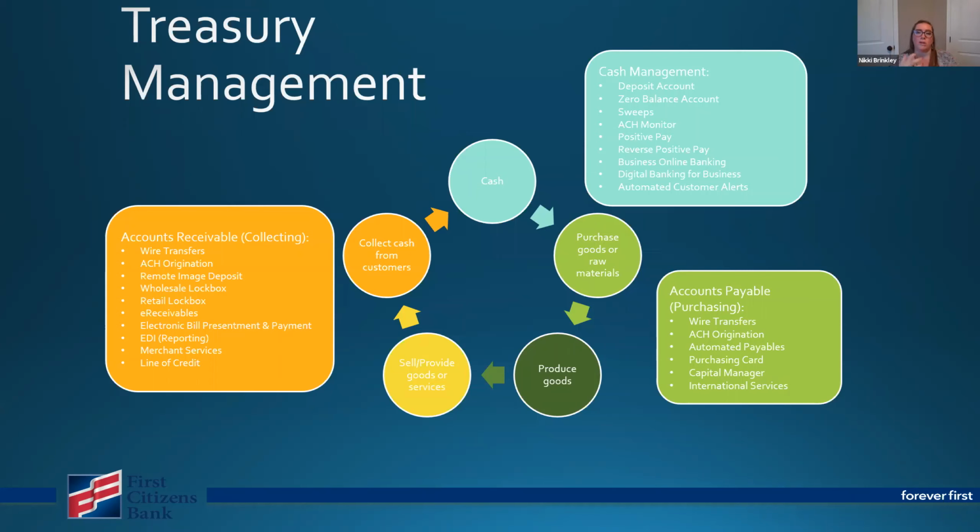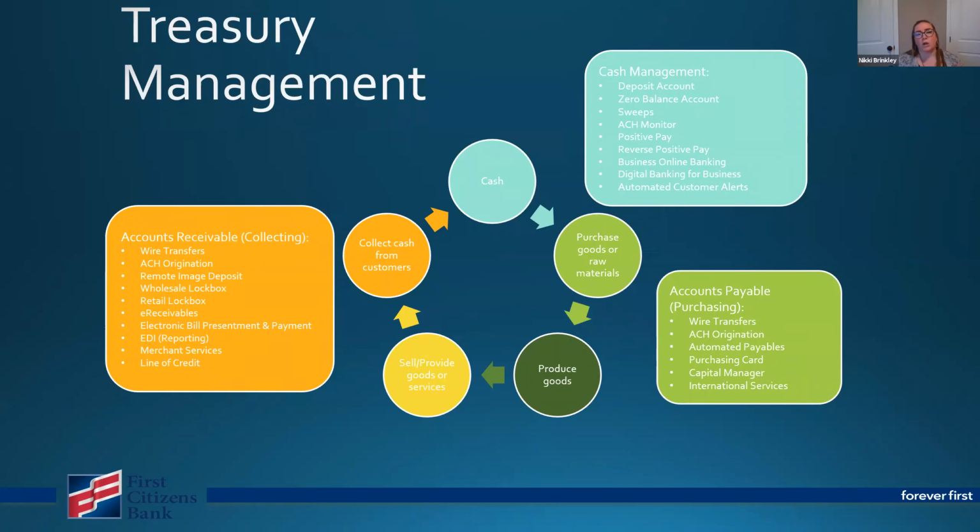Sweeps are where you're accumulating a lot of cash in the account, and the excess cash is getting moved over into a separate account that might earn interest. That would also be earning a little bit of interest on the money you have sitting in your account. That's going to give you a boost to your cash flow and your bottom line.